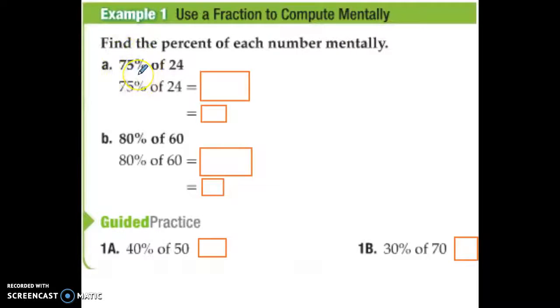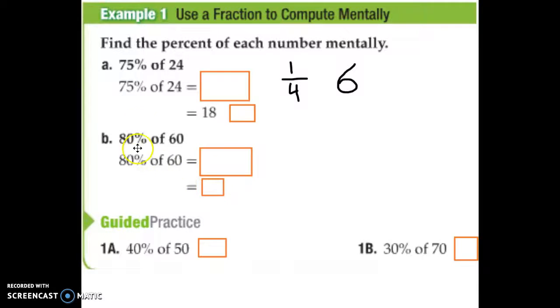75%. Well, 75% is 25% times 3. So 25% is 1/4. That's what I'm doing mentally. What's 1/4 of 24? Well, 24 divided by 4 is 6. So that's 25%. So I have to multiply that by 3 to figure out 75%. 6 times 3 is 18. I'm going to do this without writing it down now.